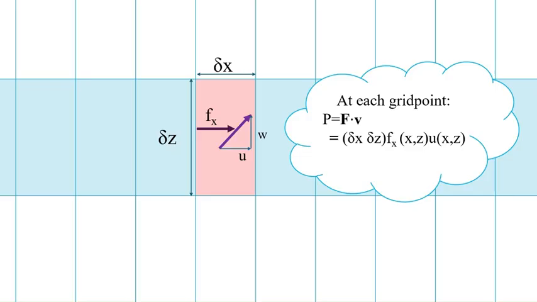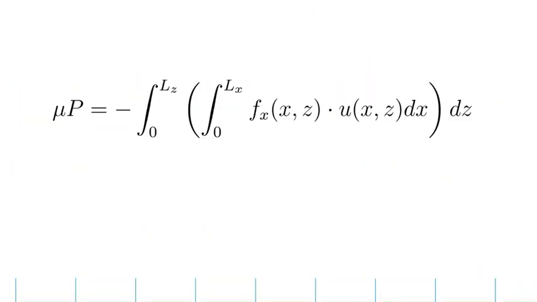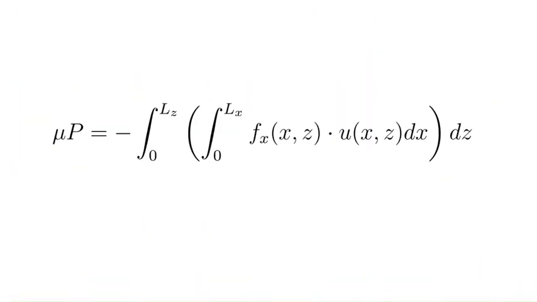Analytically, we could increase the number of grid points to infinity, giving us the formula power equals the integral over the domain of Fx of x,z times u of x,z. But computationally, we'll stick with summing over our finite grid points. You'll notice that we have a constant mu to account for the imperfect efficiency of the turbines, and that the formula only contains u and not w, because the force only acts in the x direction.